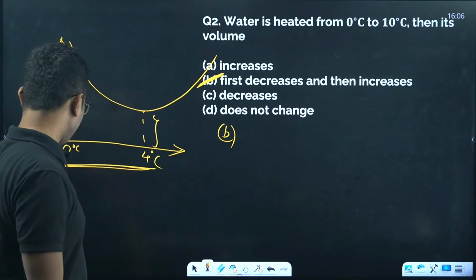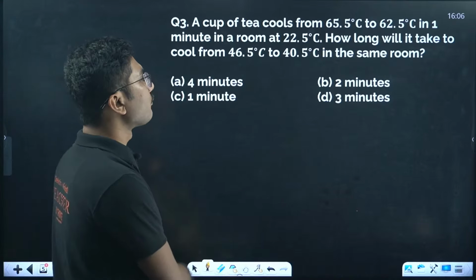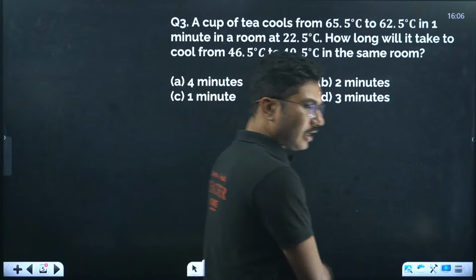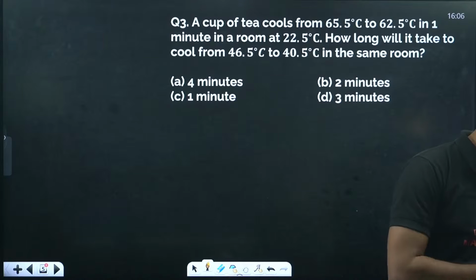Now next question. A cup of tea cools from 65. Today not many of you are responding. Rohan Srivastav is saying P naught. What is P naught, Rohan?